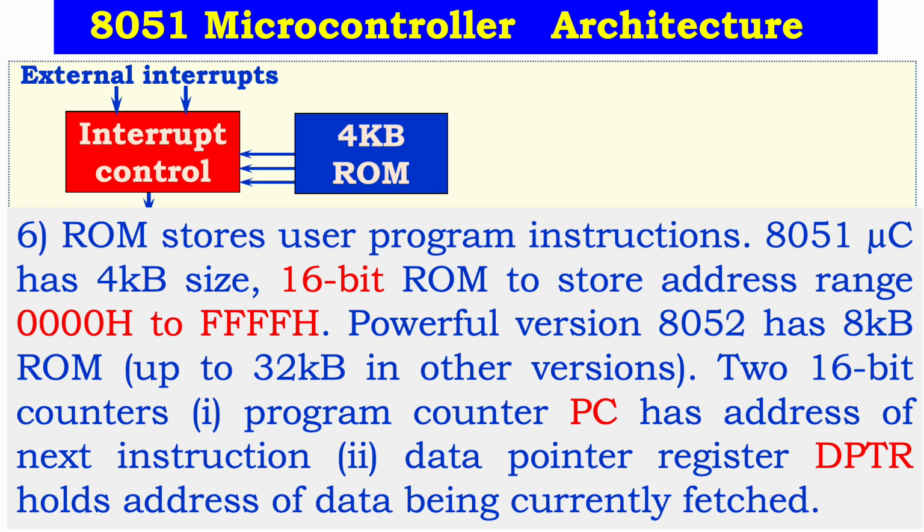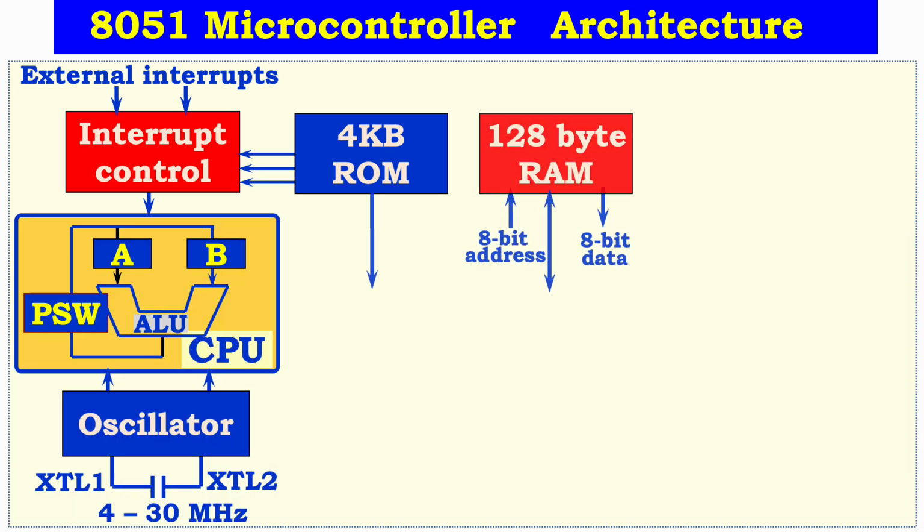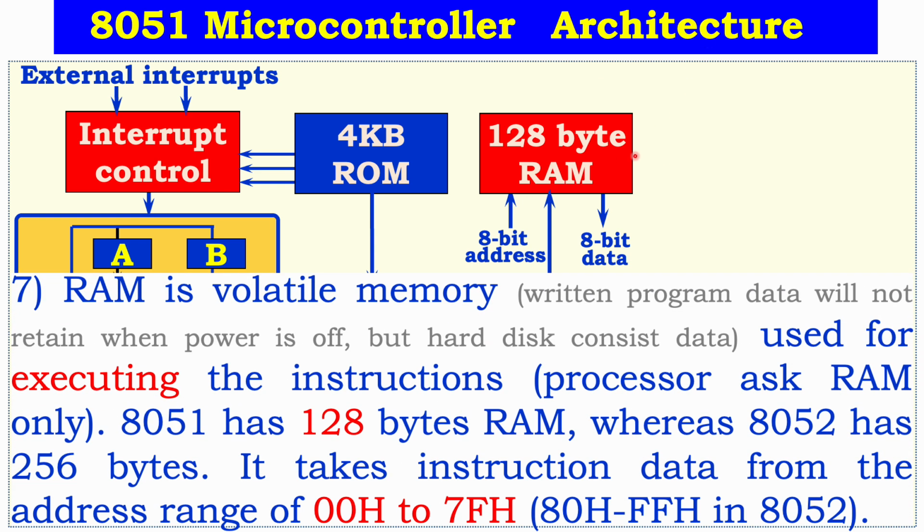So this is about the RAM used in the microcontroller. The next memory device is RAM. Let us see what the RAM is. The RAM has an 8-bit address, which will show the address of any instruction. We know that this RAM has a size of 128 bytes. In the latest version, it is extended up to 256 bytes, that is the 8052 microcontroller.